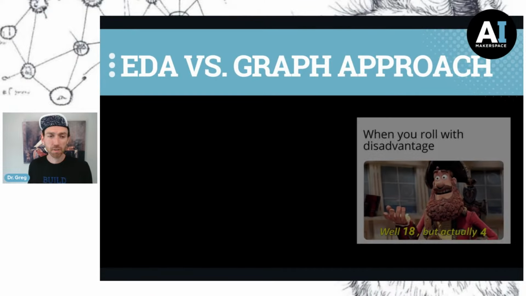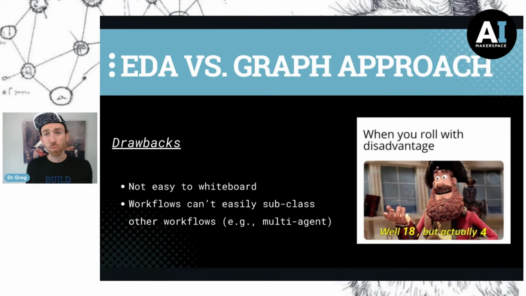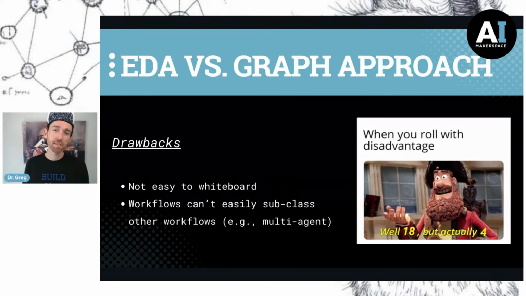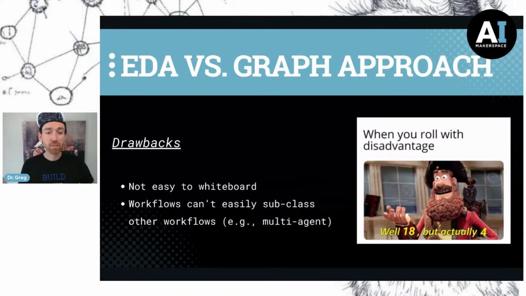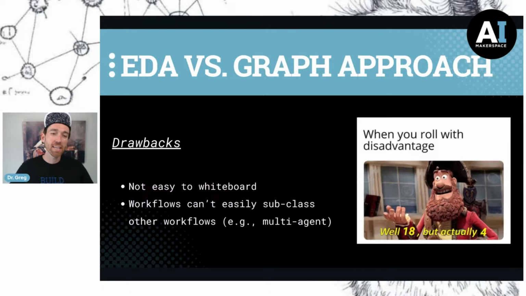Now, if you look at the graph-based approach, you might say it's a little bit easier to whiteboard. And interestingly, and we'll have to stay tuned to see how this continues to unfold, while LangGraph provides a stateful multi-actor approach to building agents and multi-agent systems, where in a multi-agent system you're sort of subclassing a graph within a graph, in an event-driven architecture it's not clear that we can easily subclass other workflows within a single workflow. Although I'm sure multi-agents and workflows is something that we can expect to see soon.